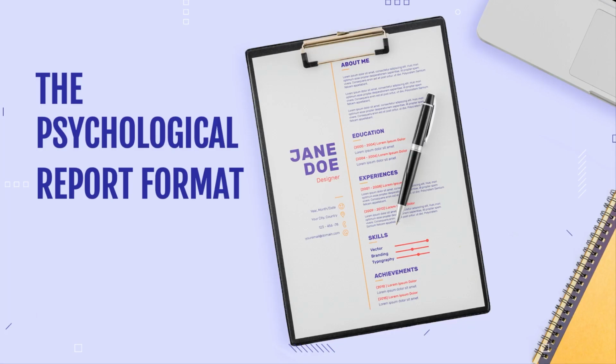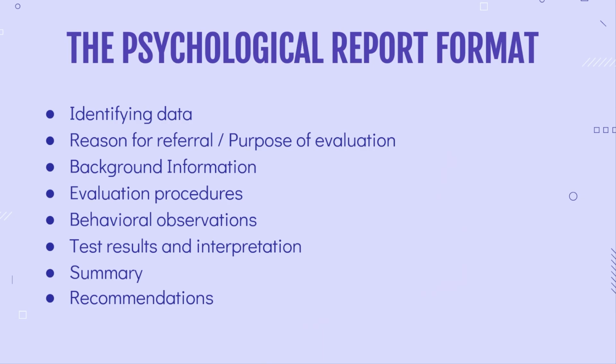So now let's go into how we do the psych report format, or what the parts of the psych report are. Of course, the psychological report format involves the identifying data. This contains the information about our client, who the referral person is, their address, their real name, their age. This part is really confidential.